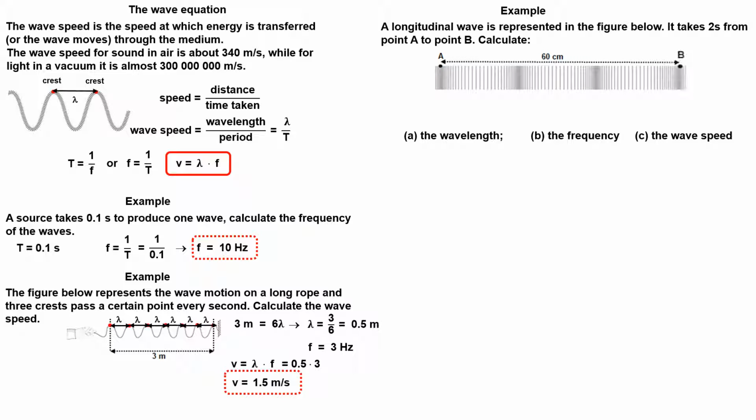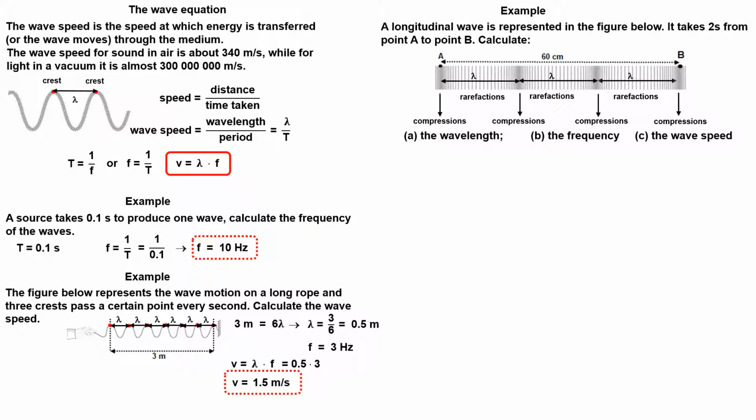When a longitudinal wave propagates, it produces areas of compressions and areas of rarefactions. The number of compressions produced per second is the frequency of the wave and equals the frequency of the vibrating source. The distance between successive compressions is the wavelength.